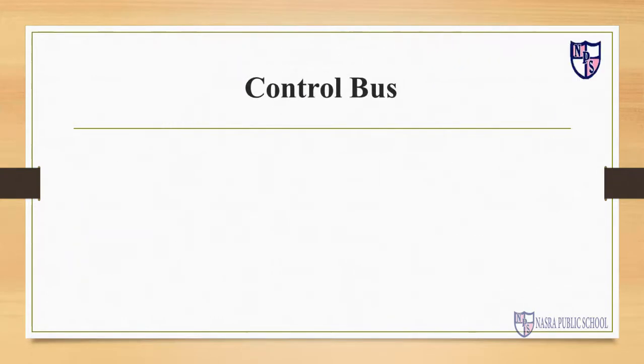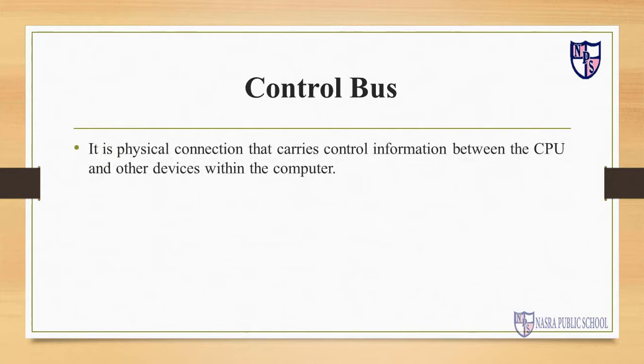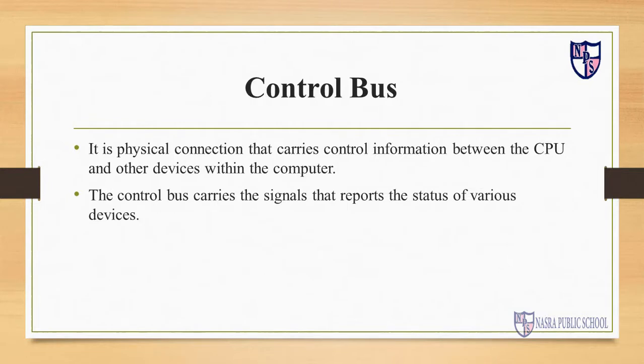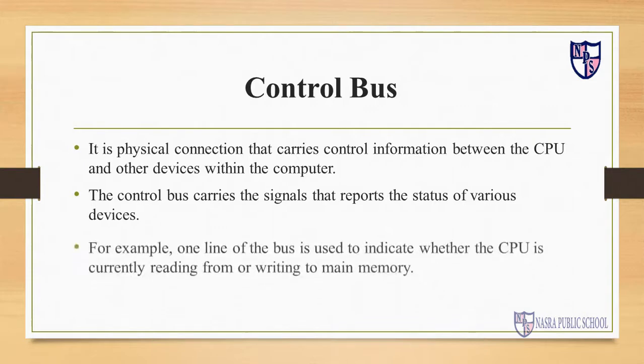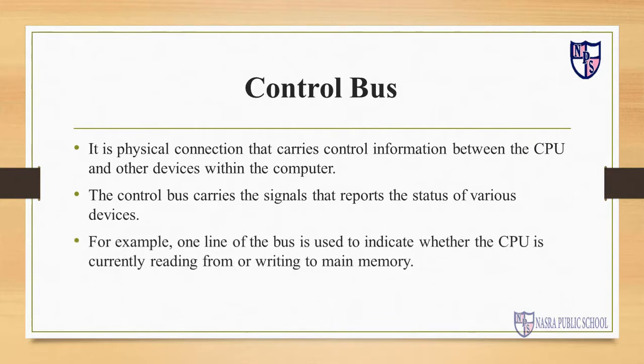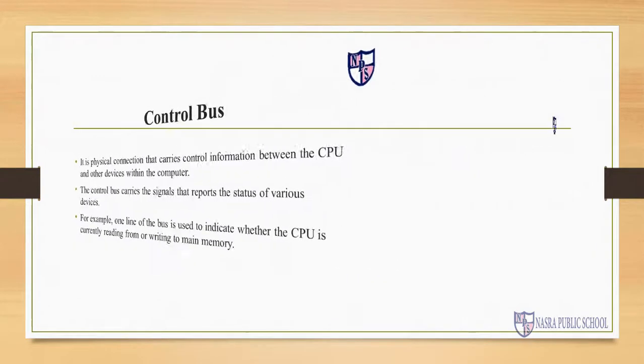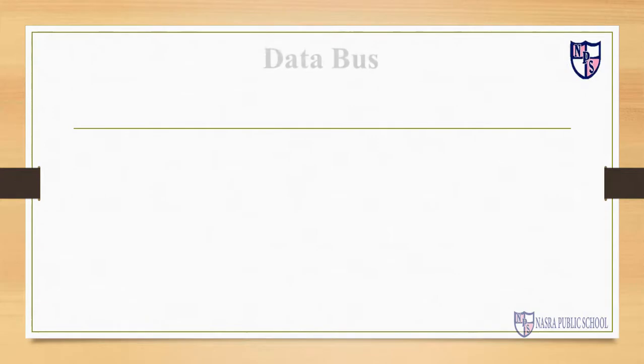Now next is the control bus. It is a physical connection that carries control information between the CPU and other devices within the computer. The control bus carries the signals that report the status of various devices. For example, one line of the bus is used to indicate whether the CPU is currently reading from or writing to main memory. So these are the functions of the control bus.